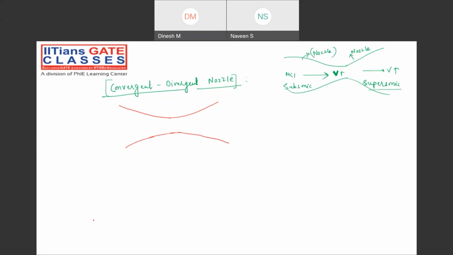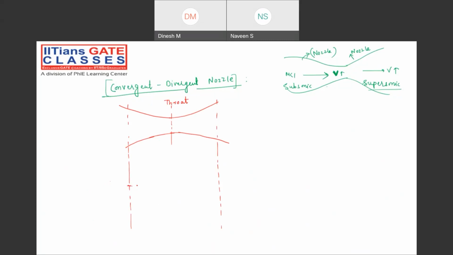This is a very fundamental discussion. This is my throat portion, and of course I can draw the inlet section like this. We'll try to see the pressure values. First of all, we are going to discuss how much back pressure we are maintaining.